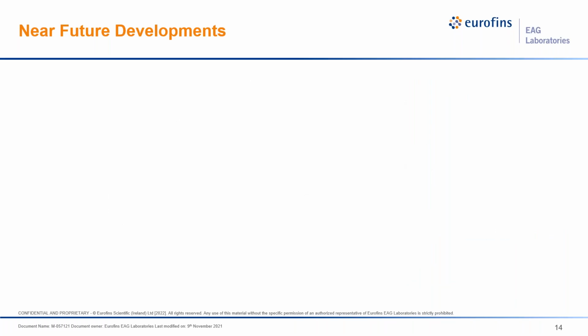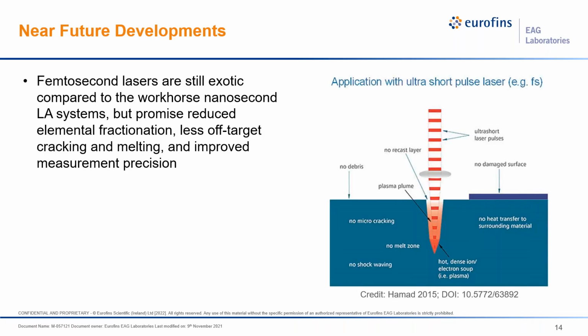Now, looking ahead, there are two major near-term developments about which laser ablation users and consumers of laser ablation data should be aware. First, femtosecond lasers use extremely short pulse widths or pulse durations to minimize undesirable aspects of ablation, like elemental fractionation, thermal damage to the target, and imprecision in measurement. So these are still moderately exotic, but they are commercially available at this time.